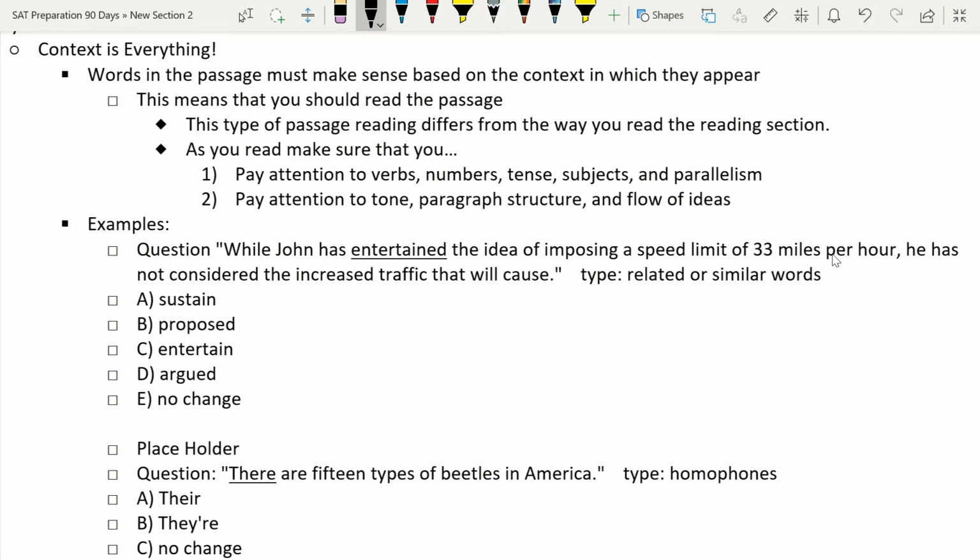Let's go ahead and get started finishing up those grammar rules that we started yesterday. All right, so we're going to start right where we left off yesterday, and that is with context.